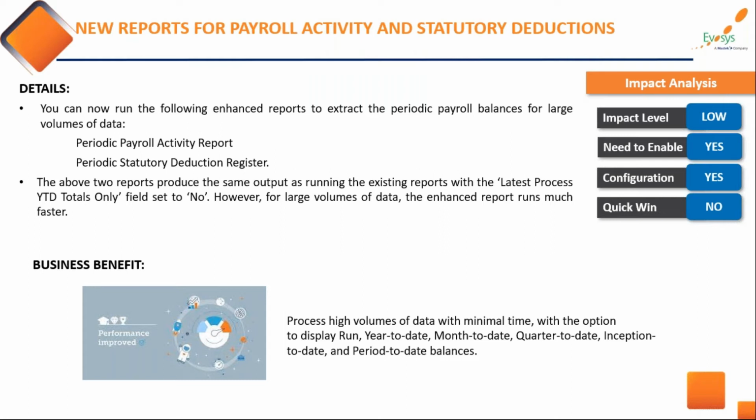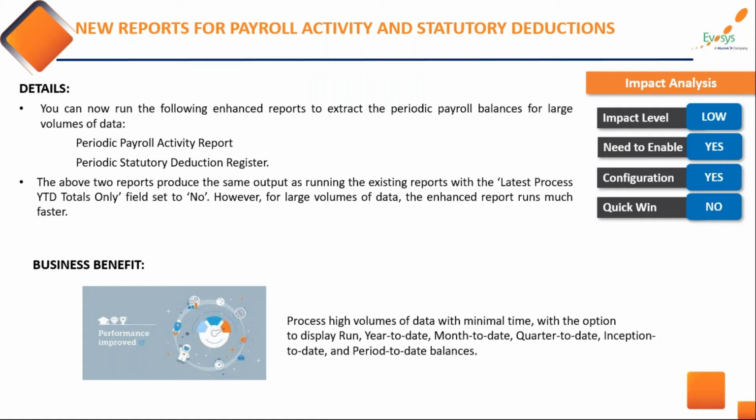Okay, this one, there are two enhanced reports that would allow you to extract periodic balances, which are the periodic payroll activity report and the periodic statutory deductions register. Now this is going to give the same output if you run your existing reports with the latest process set to no. So you have a parameter which is latest process YTD totals only.